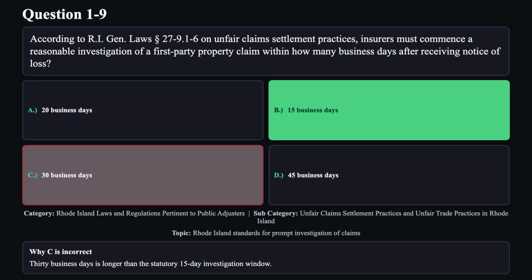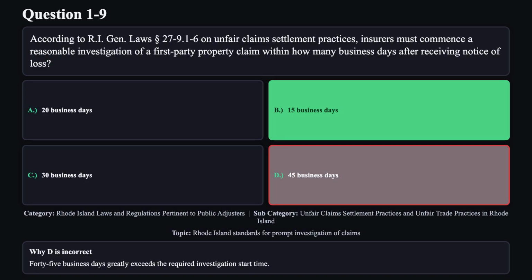Reason C is not correct. 30 business days is longer than the statutory 15-day investigation window. Reason D is not correct. 45 business days greatly exceeds the required investigation start time.